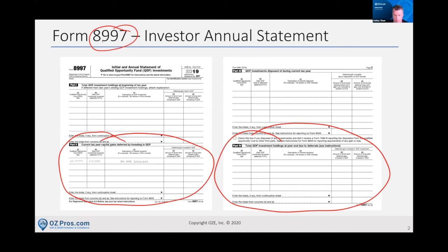My slideshow is not wanting to continue going, so I'm going to continue on. The final document that you're going to file, and hopefully my slideshow will catch up. I'm going to stop sharing here for a second, and then maybe it'll rebound.